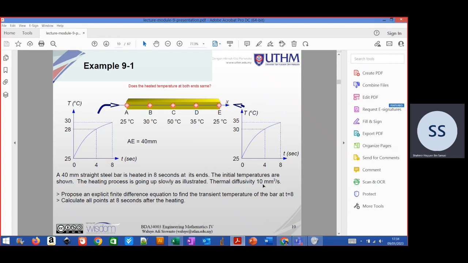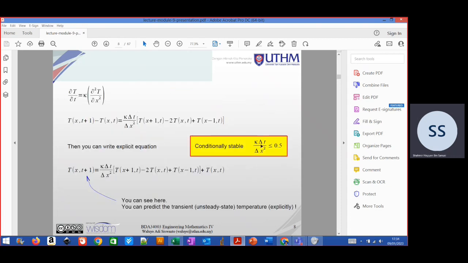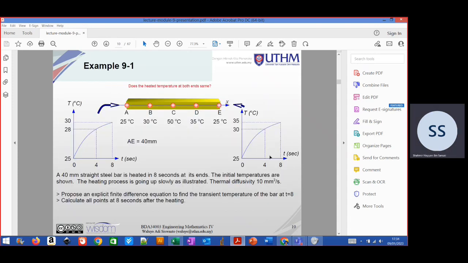Thermal diffusivity is equal to 10 millimeters squared per second. If you remember the general heat equation, we've got this K. This is what we call thermal diffusivity, given as 10 millimeters squared per second. The question asks us to propose an explicit finite difference equation to find the transient temperature of the bar at T equals 8.